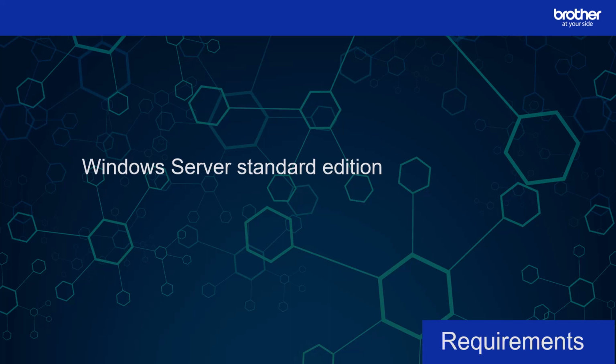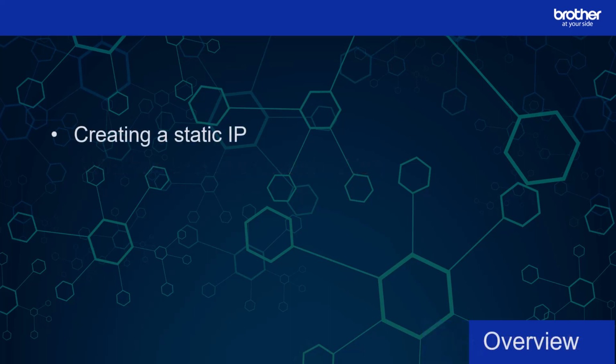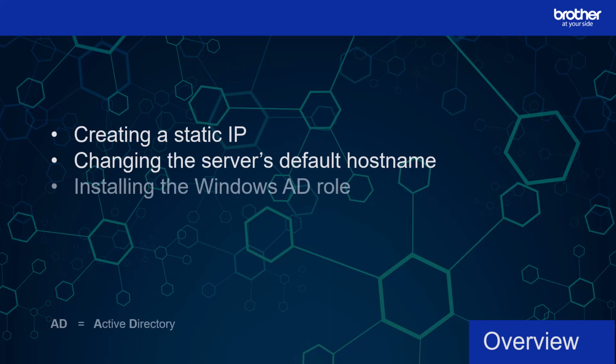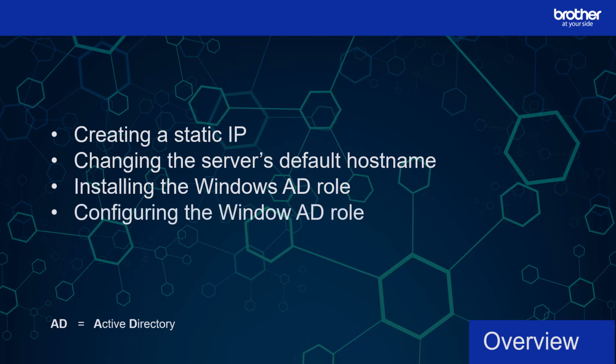Using it, I am going to be assigning my server with a static IP address and changing the server's default hostname. I'm going to be installing the Windows Active Directory role, as well as configuring it using the same configurations I use in some of my later videos. Finally, I will conclude by creating a standard AD user account.